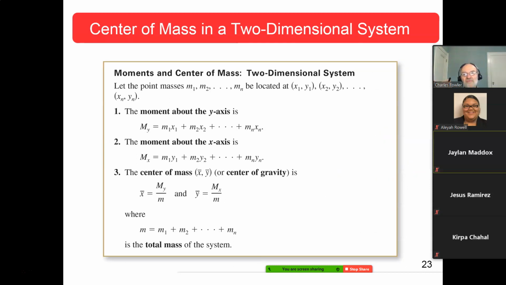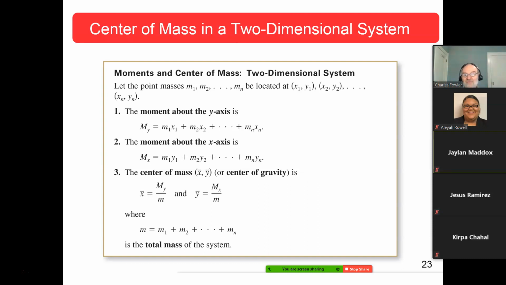Here is your two-dimensional system. Let the point masses m1, m2, m3, m4, all the way up to m sub n be located at all these different points in the xy plane. The moment about the y-axis is the sum of all your masses times your x displacement, because x measures how far you are from the y-axis. If it's negative, you're over here. If it's positive, you're over here. So that's what your little x's stand for.